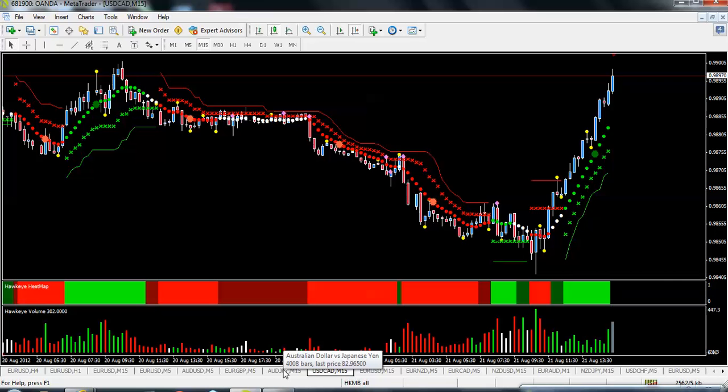And that's basically all you do with this system. You just wait for those lines to hit the bottom, hit the top. They always bounce back 100% of the time, not 90%, 100.